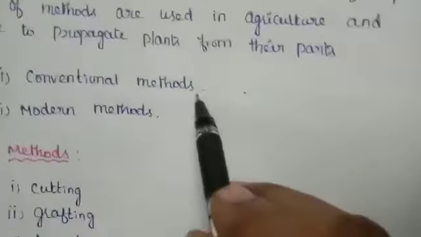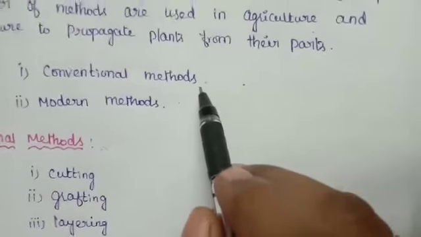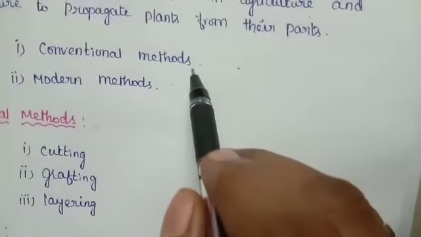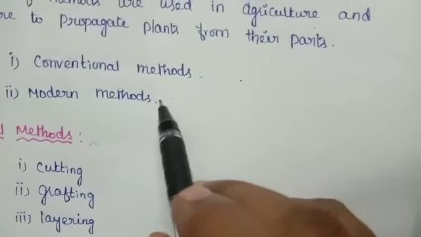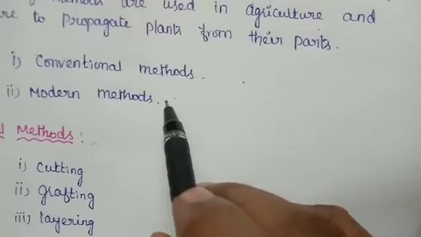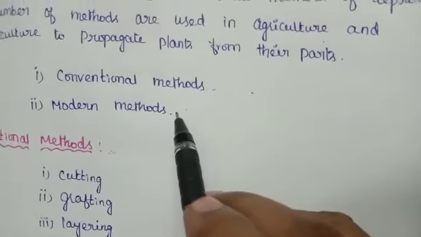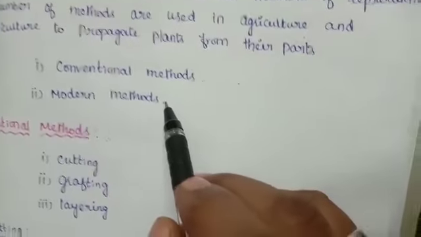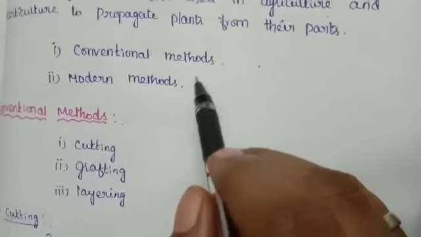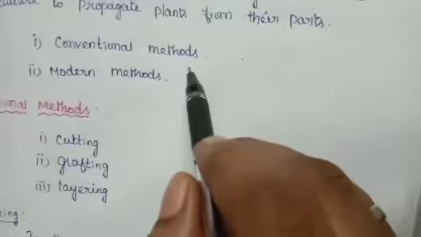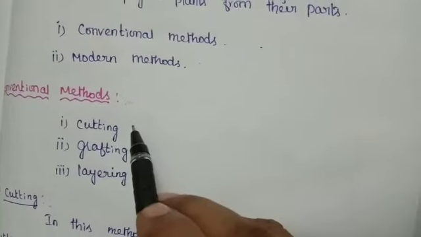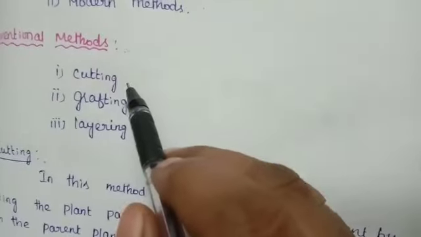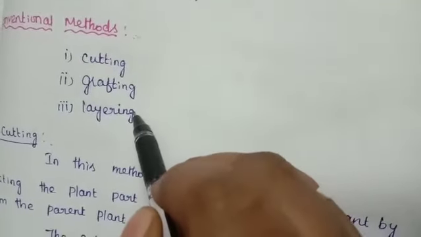What is conventional method? Some of the artificial methods are used by man for a long time and are called conventional method. Modern method. Nowadays, technology is being used to produce large number of plants in a short period of time. Such methods are called modern method. So these are the two types of artificial methods. Conventional method. The common methods of conventional propagation are cutting, grafting, layering.